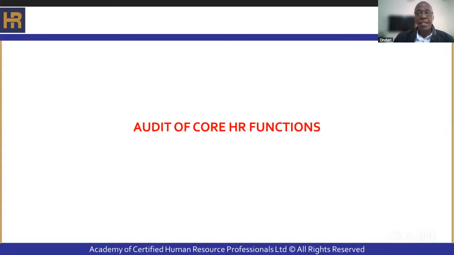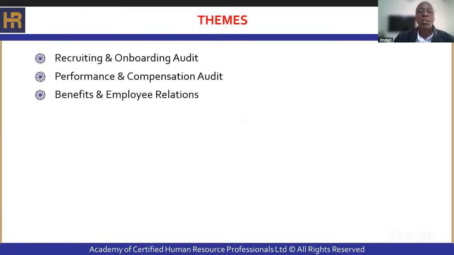Having said that, I want us to move to the themes for today's program. There are 3 areas or themes that we are going to cover this morning. And these are 1, recruitment and onboarding.